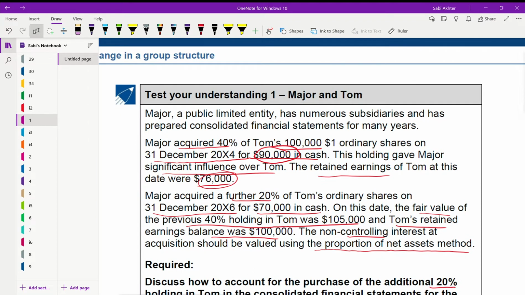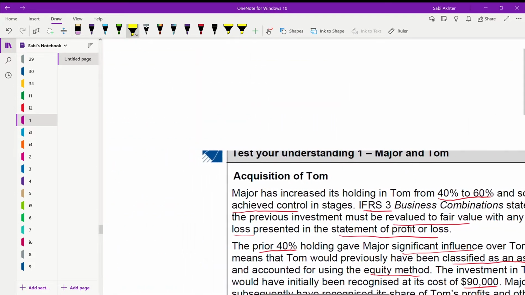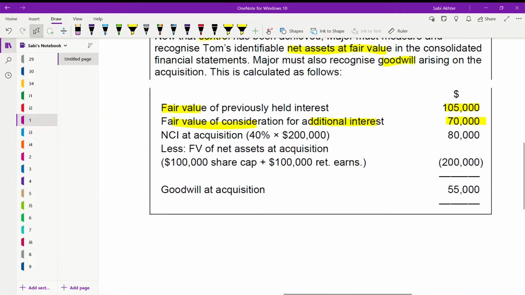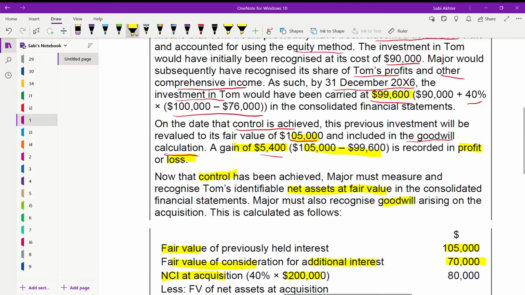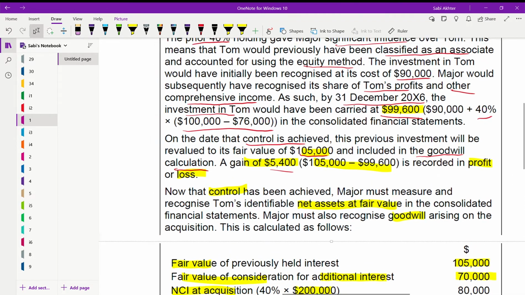It is this 70,000 when you bought the further 20%, because at that time you became a subsidiary. When you become a subsidiary only, you calculate goodwill and NCI. So that's why it's 40 plus 20, 60, hence NCI is 40% of 200,000. Why 200,000? Proportionate of net asset. They have not given you the fair value of NCI. You have to take 40% of 200,000 of the net asset.